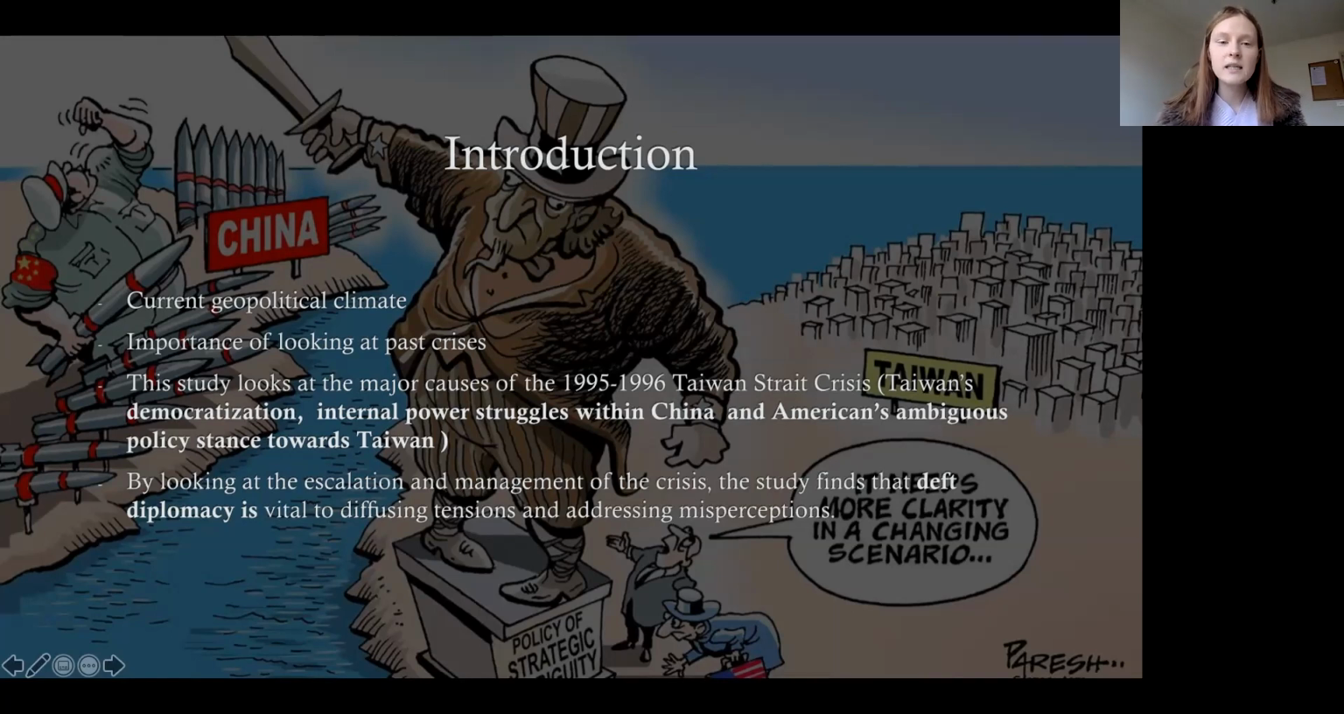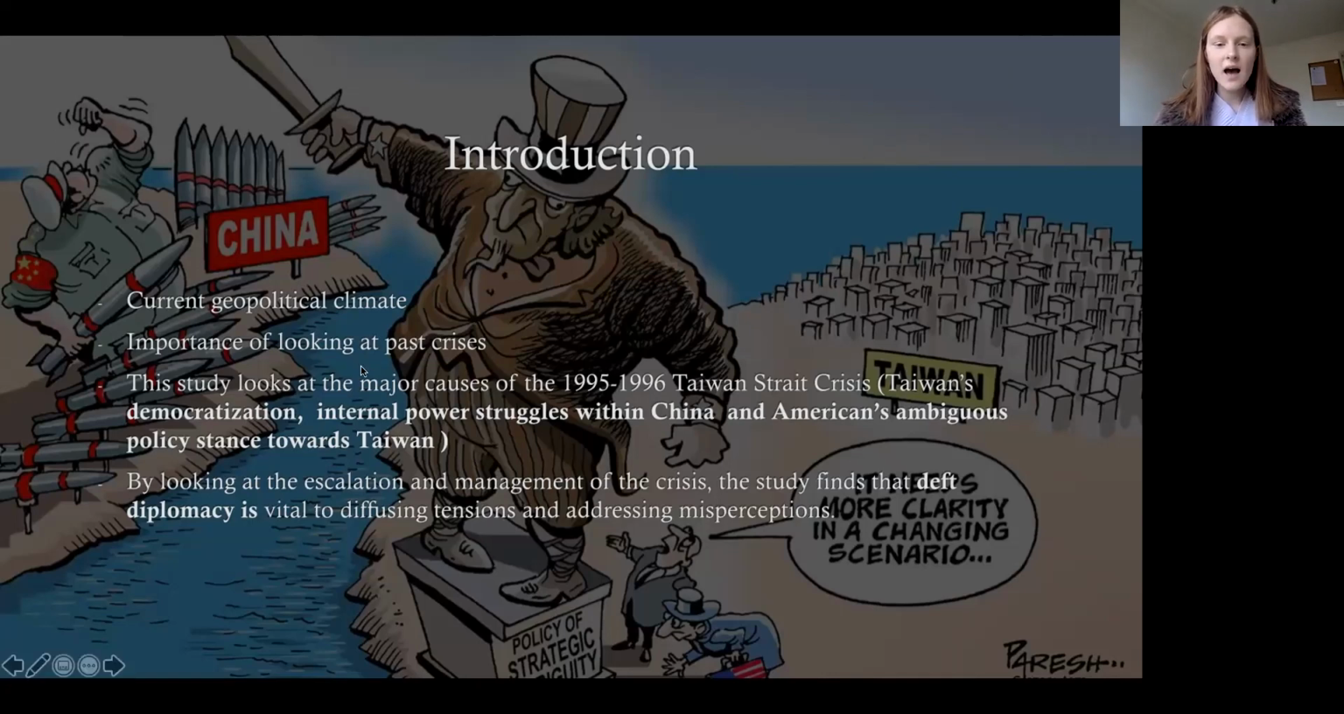My study specifically looks at major causes of the most recent Taiwan conflict in 1995 to 1996, arguing that Taiwan's democratization, internal power struggles within China, and America's ambiguous policy stance towards Taiwan all prevented a peaceful unification between Taiwan and the People's Republic of China. By looking at the escalation and management of the crisis and reviewing a series of primary and secondary sources, the study finds that deft diplomacy is vital to defusing tensions and addressing misperceptions.